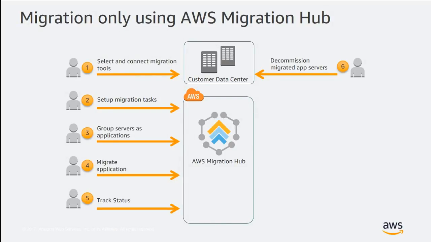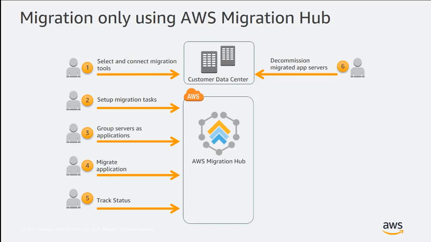The first thing you do here is you're going to select and connect your migration tools. So you're going to authorize them to send status to the Migration Hub. And then you're going to go to the tool itself and set up your migration tasks. So you're going to go into SMS, DMS, CloudEndure, or Atadata, and you're going to create the task or set of tasks for the servers or databases you want to move first.